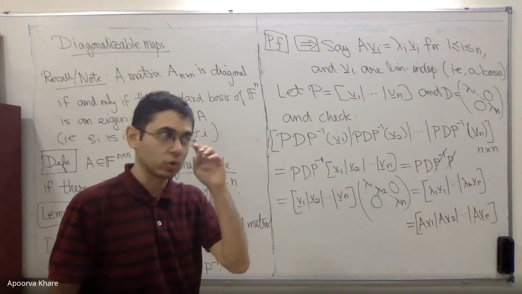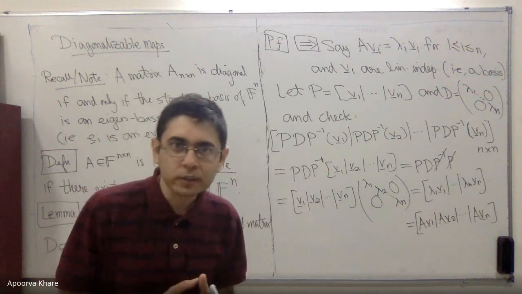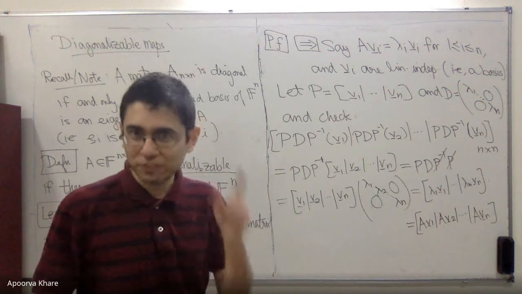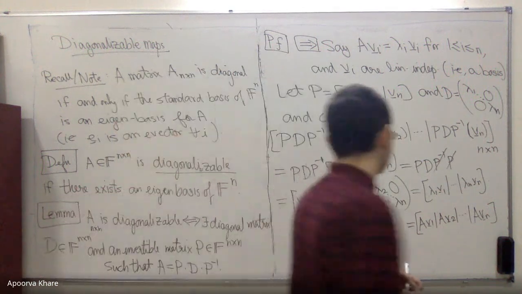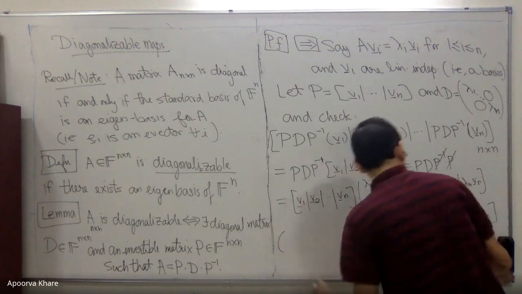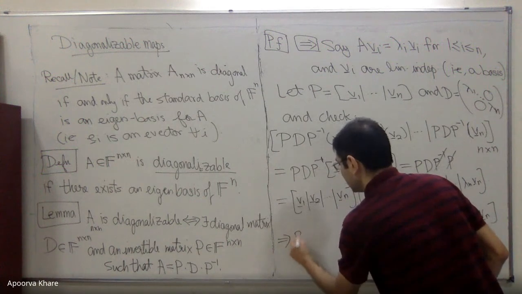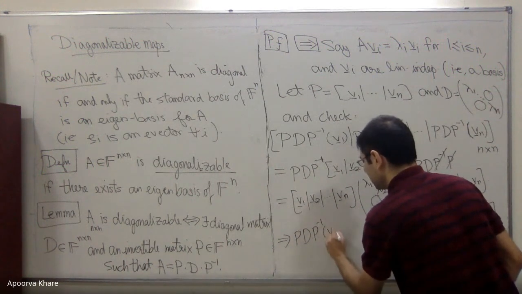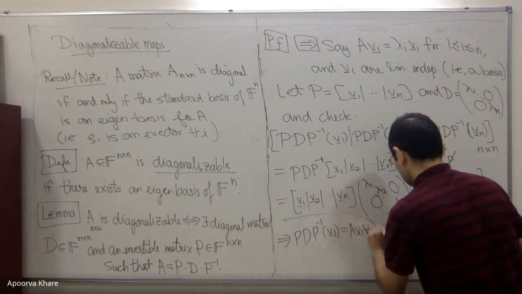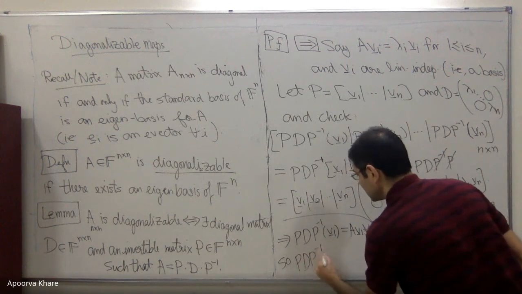Right? We must have seen this before. We saw that A equals B if and only if A v equals B v for all v. So by that calculation, it implies P D P inverse of VI equals A VI for all I. So P D P inverse equals A.